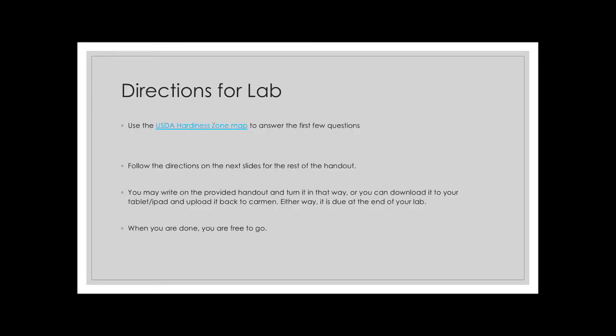So, directions for your lab. You're going to go to that USDA hardiness zone map and answer your first few questions. You click the link here. You can go to that map. You can either use the provided handout in lab, or you can download the handout to your iPad and upload it back into Carmen. And once you're done, you're free to go.